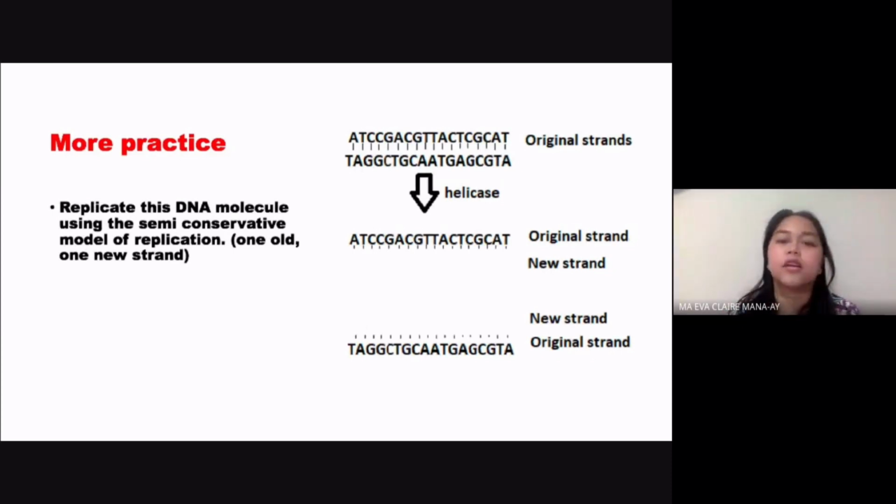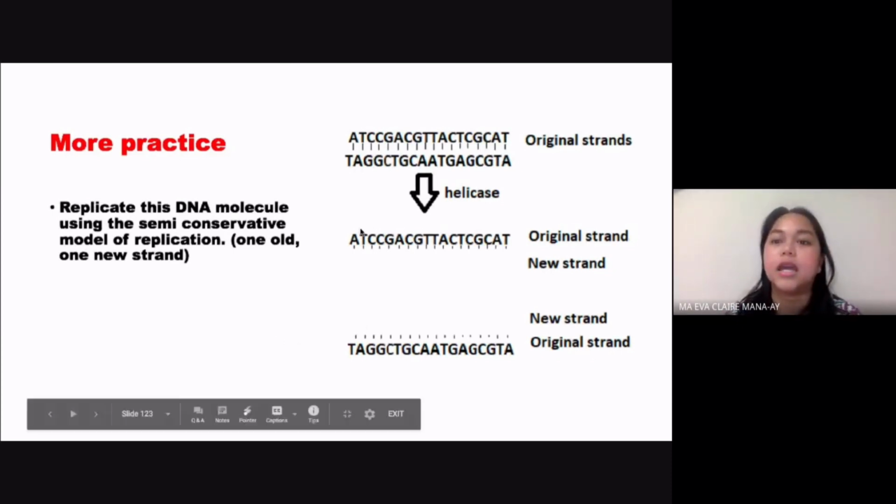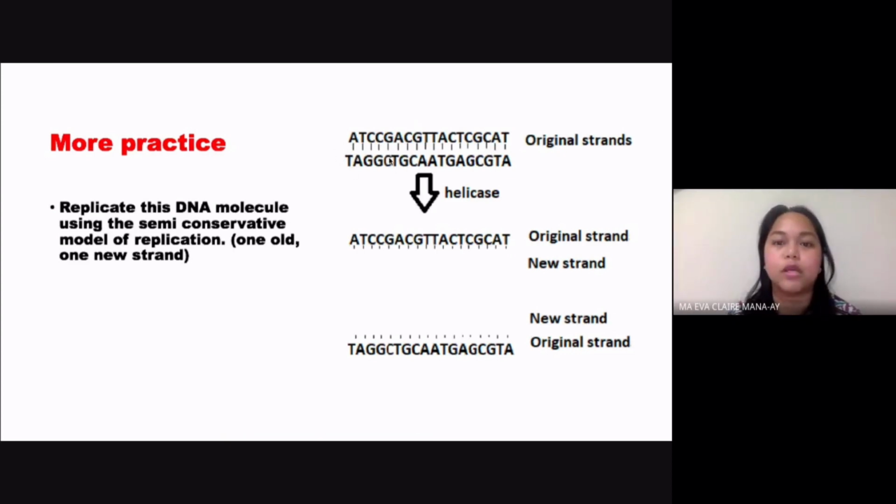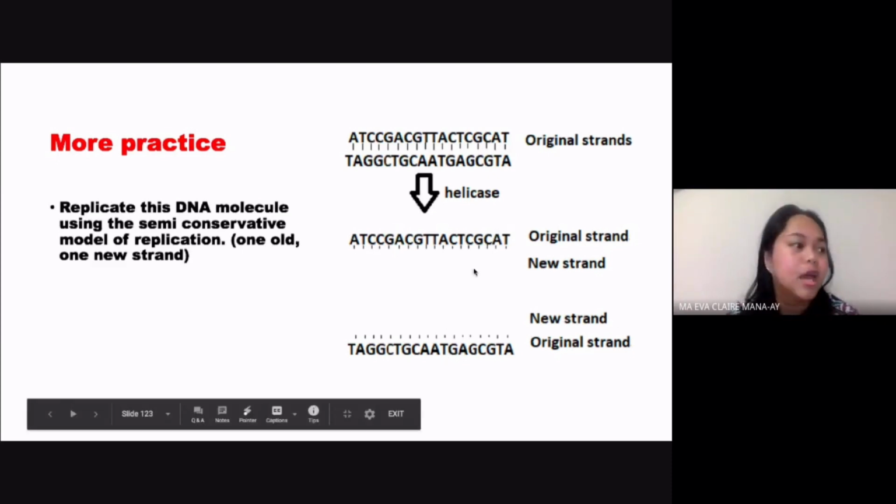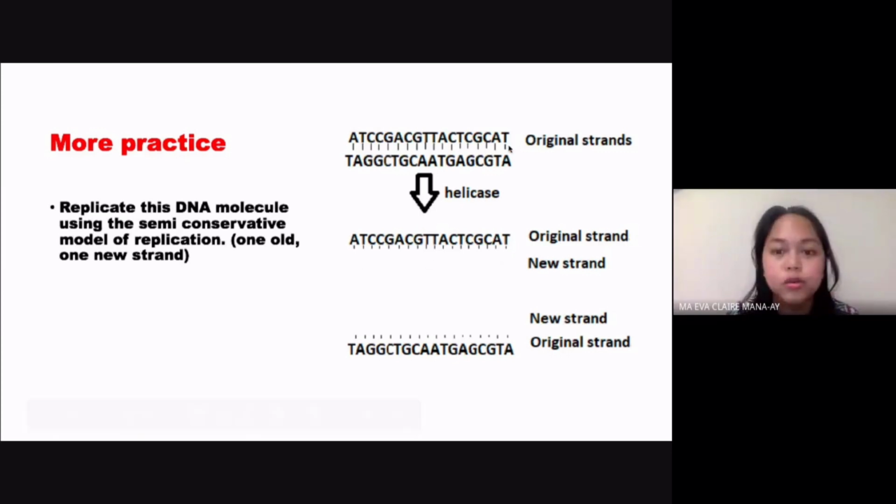All right, so again, going back to our activity here. You have your original DNA molecule with these strands. The N bases, the sequence of nucleotides, are found there. And then it has been unwound by your DNA helicase. Now we have the original strands separated. So what you do is you just look at the lower portion that you have here, and that actually becomes the new strand.